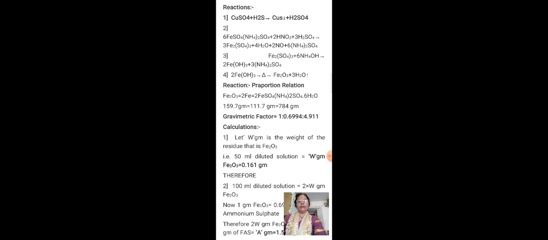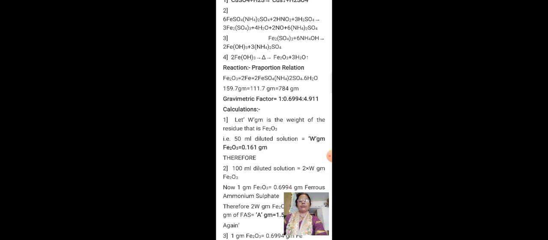By means of calculation and the gravimetric factor, we have to get the result: how many grams of ferrous ammonium sulfate are present in our solution, how many grams of iron are present in our solution, and the weight of the product. So these three are the main results which you have to write.